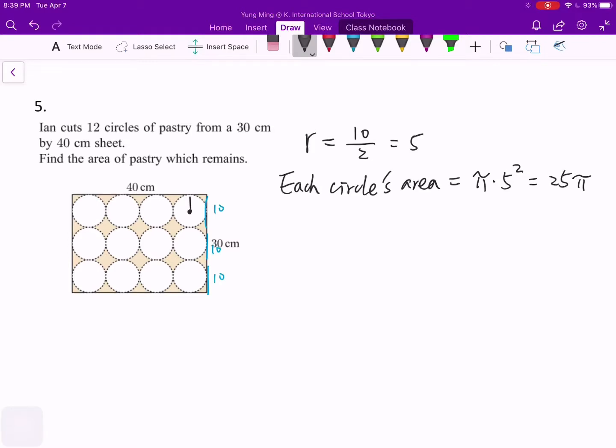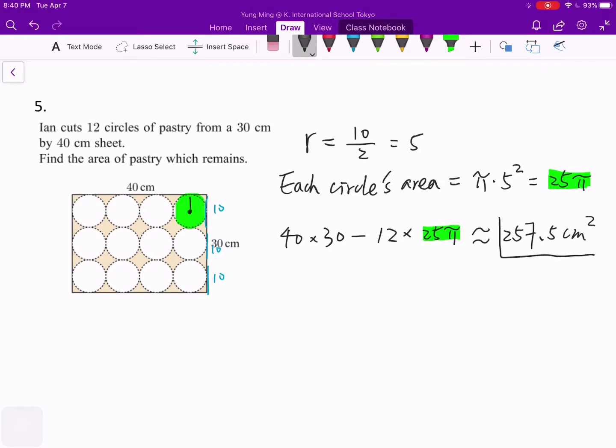What we're going to do is use the big rectangle area subtracted by 25 pi. But the 25 pi is only one circle. We have 12 of them. So we're going to use the big rectangle area, which is 40 times 30, subtracted by 12 of those 25 pi. If you punch everything into the calculator, you're going to get 257.5 centimeters squared. It's quite straightforward, this question.